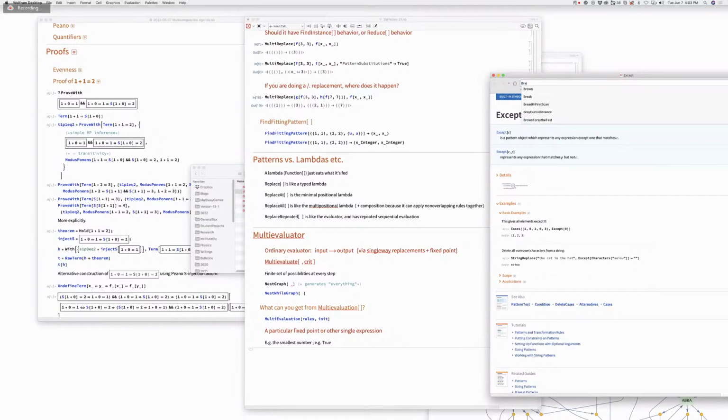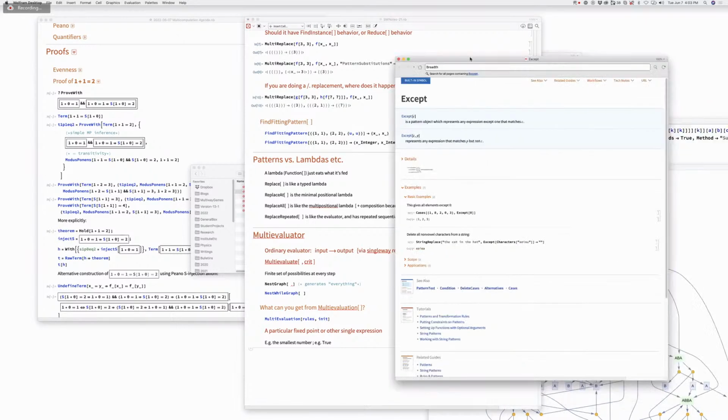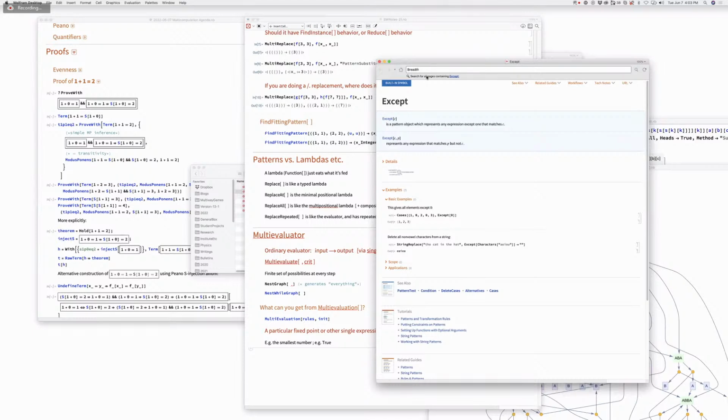Why does down arrow not work here? Why does down arrow not work? Another thing to report. From that position, down arrow.